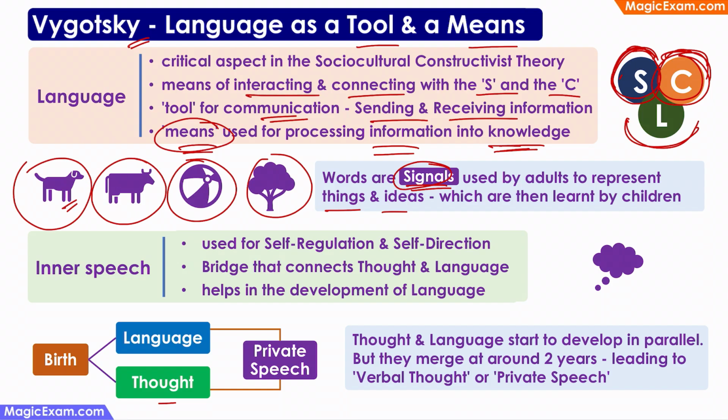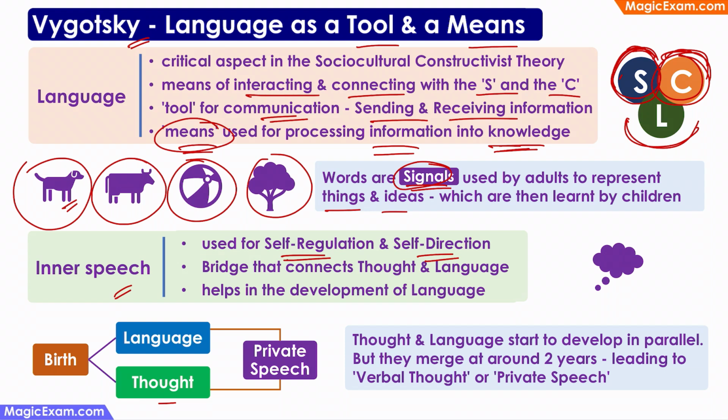And then he also talks about the concept of inner speech. So as we have discussed previously also, inner speech is nothing but the expression of thought in the form of language. When children are playing alone, they are usually talking to themselves. So this speech is not aimed at anybody else. The speech is being used for self-regulation and self-direction. They are just giving instructions to themselves, or they are just thinking out aloud.